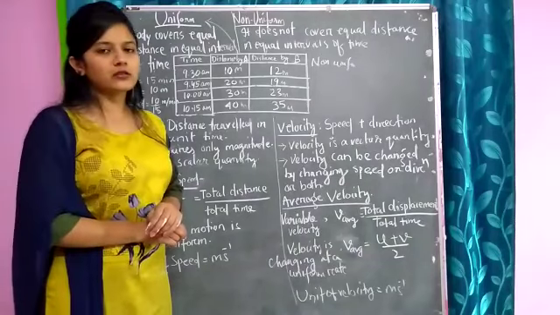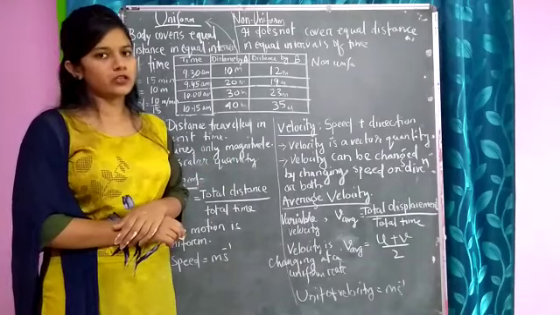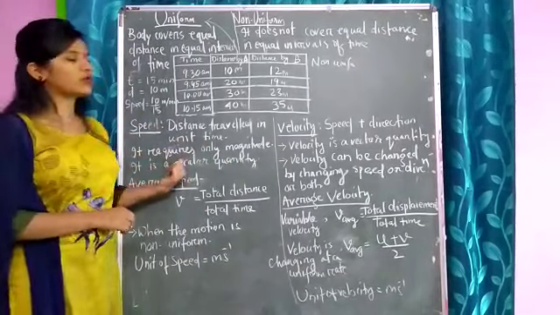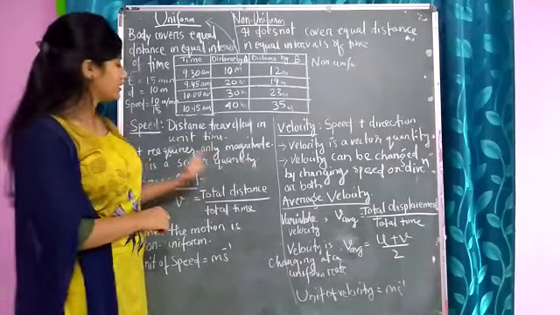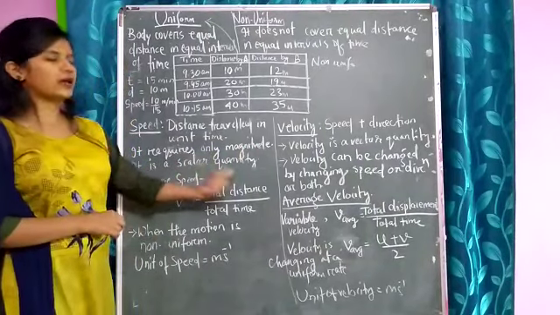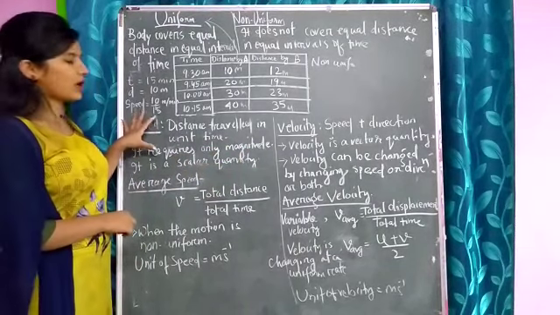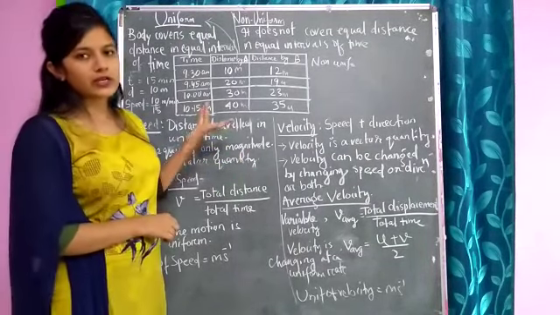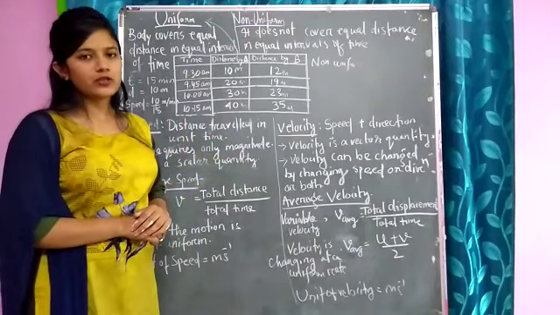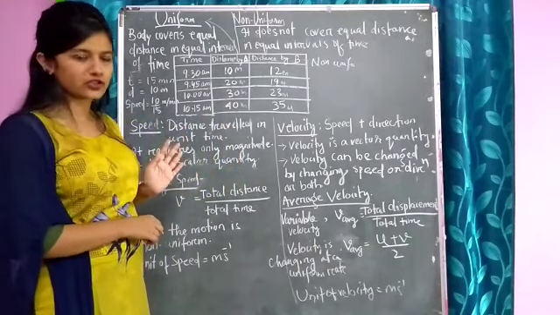As we had discussed about scalar quantity and vector quantity, speed is a scalar quantity. It does not require direction. It requires only magnitude. So we know what speed is: it tells about the rate of motion, and it is a scalar quantity. We require only magnitude; we need not specify its direction.